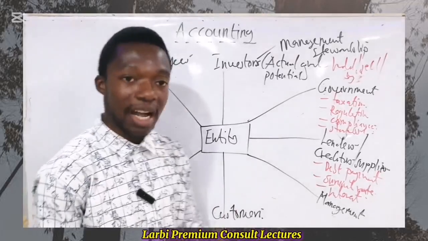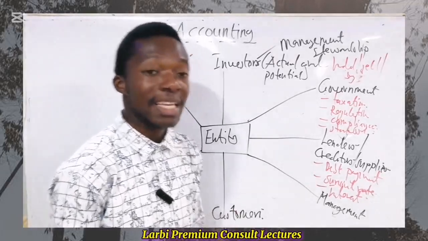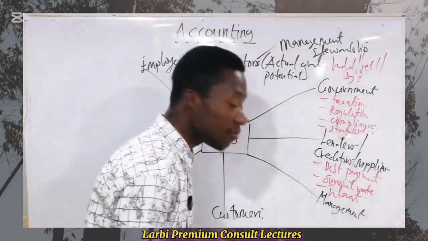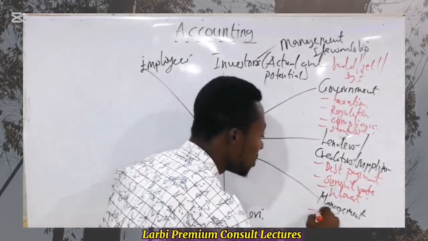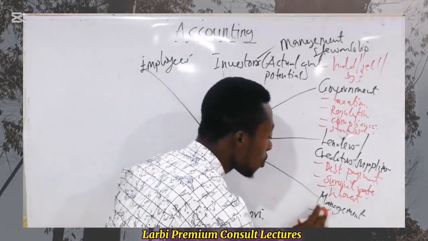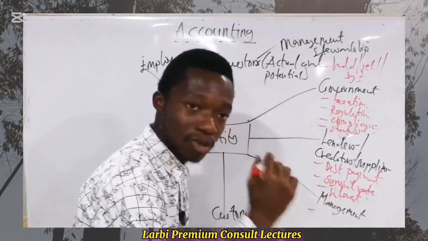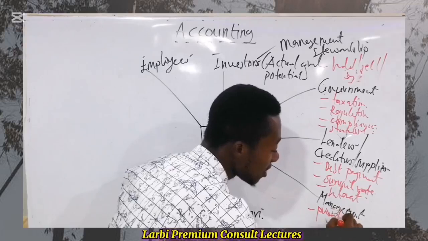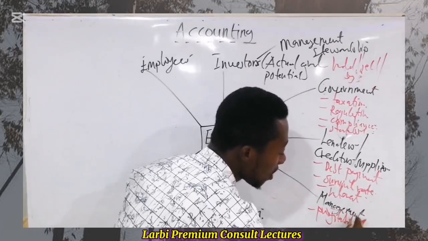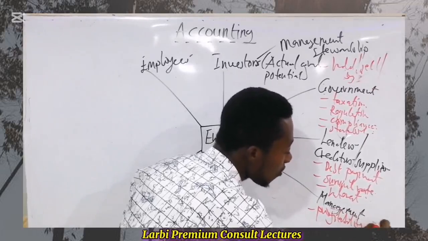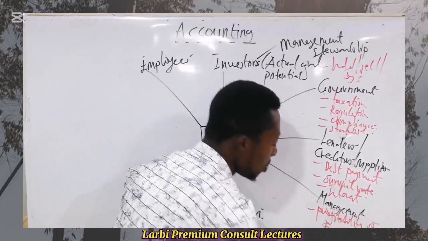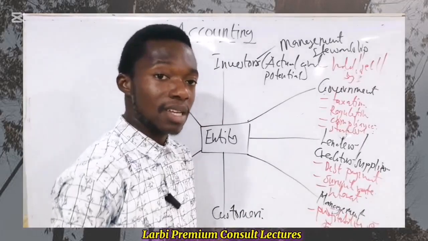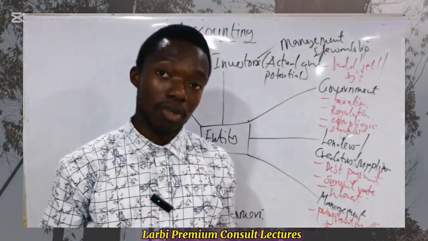Then management. What do management take when it comes to the accounting information? Management are those that are responsible for the day-to-day running of what? The entity. They need accounting information in order to know whether the business is doing well or not. So they need the accounting information to determine the profitability of the firm. They also need accounting information to determine what? The survival rate, whether the business can survive for quite long or not.